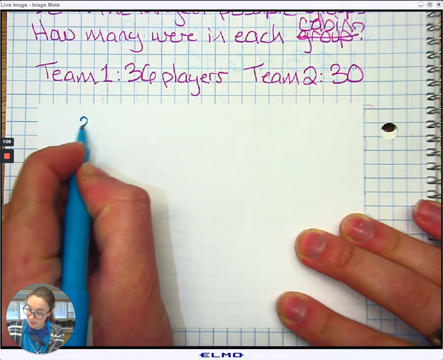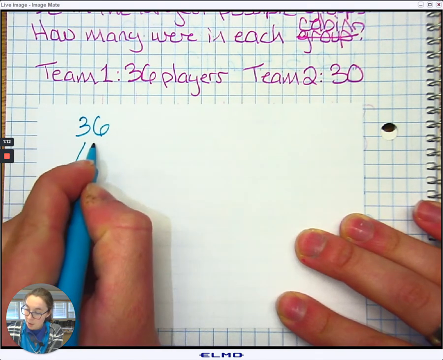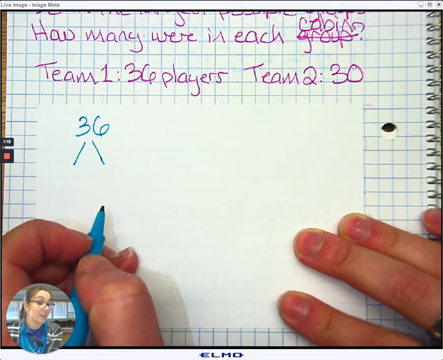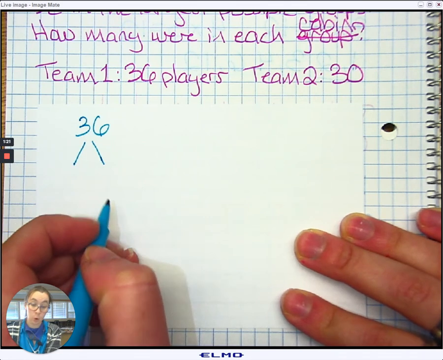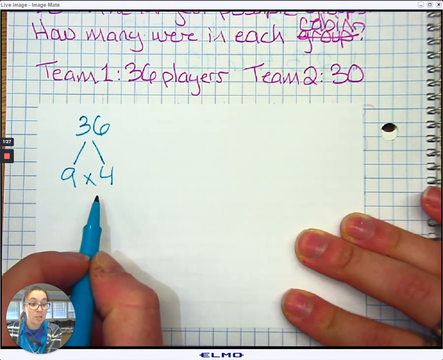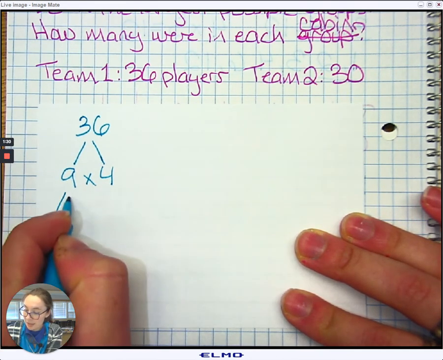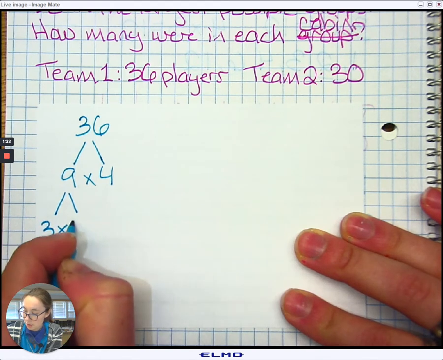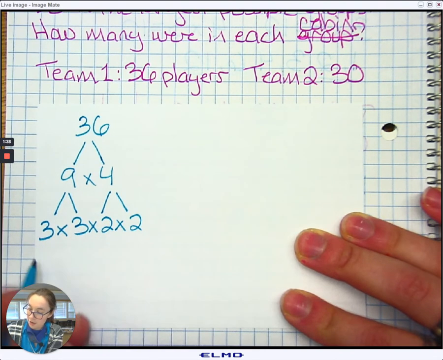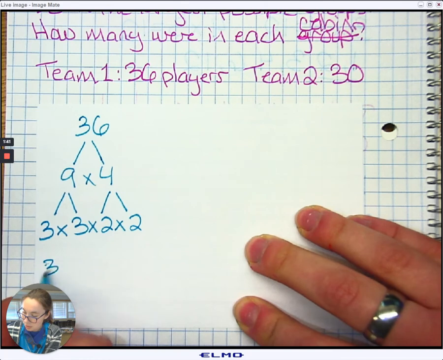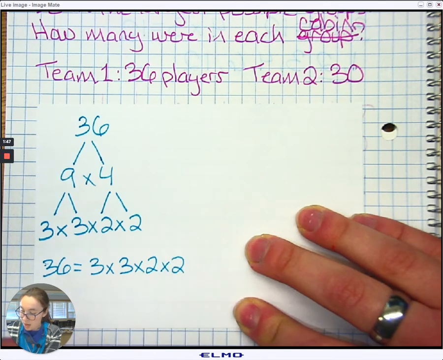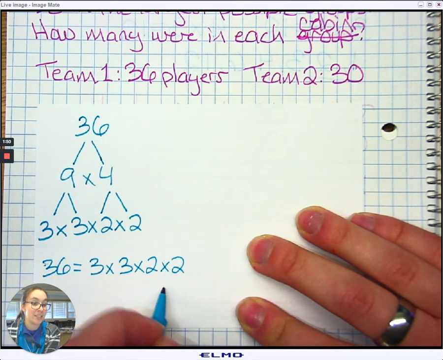36, we'll start there. We started out by saying, what two factors of 36 do we want to start with? What two numbers multiply together to make 36? I'm going to start with 9 times 4. 9 times 4 equals 36. Neither of these are prime numbers, so I have to keep going. 9 is 3 times 3. 4 is 2 times 2. Therefore, 36 equals 3 times 3 times 2 times 2. This is the prime factorization of 36.